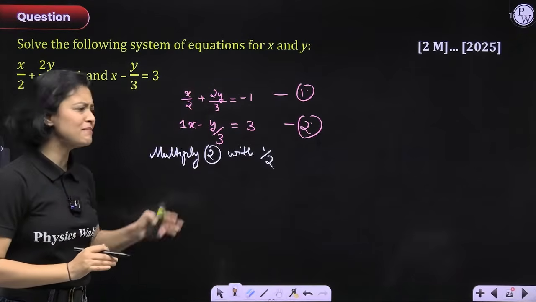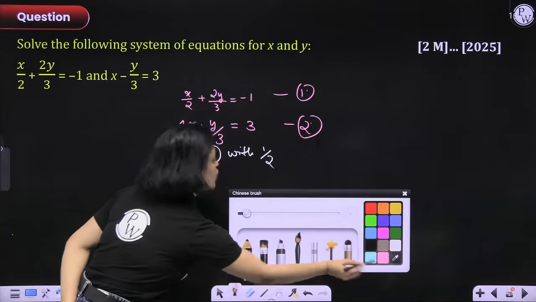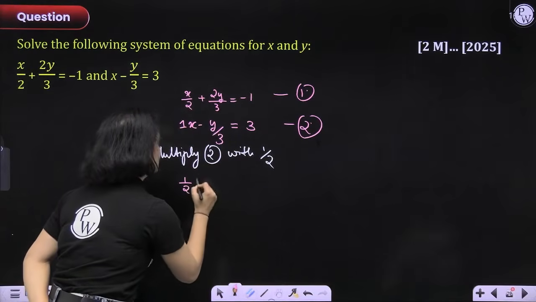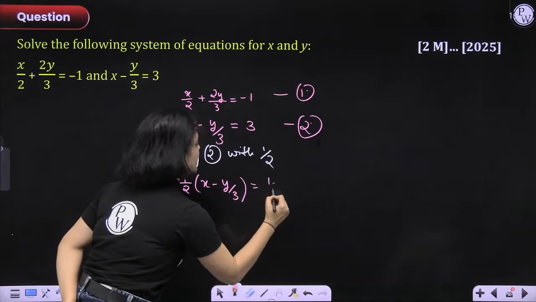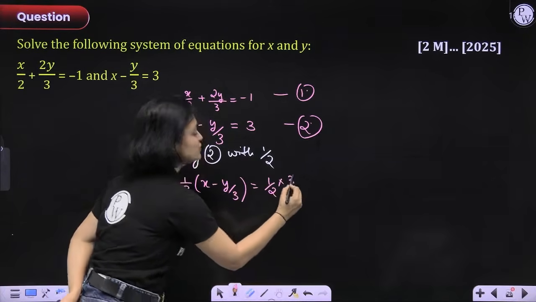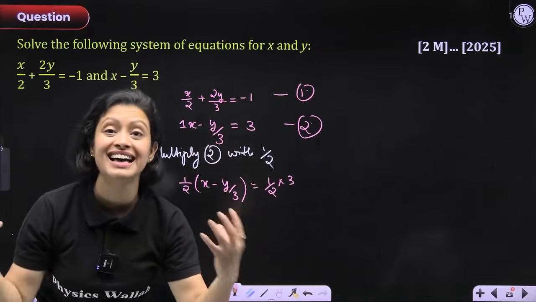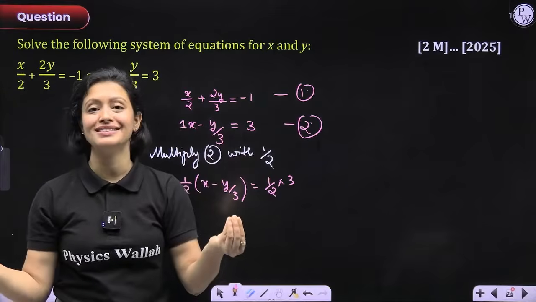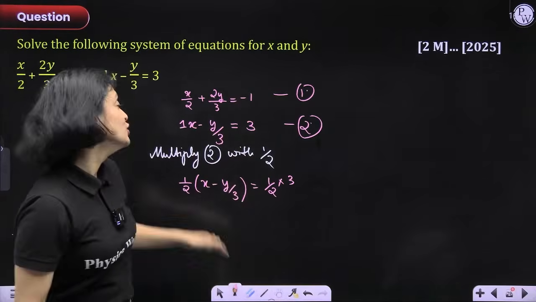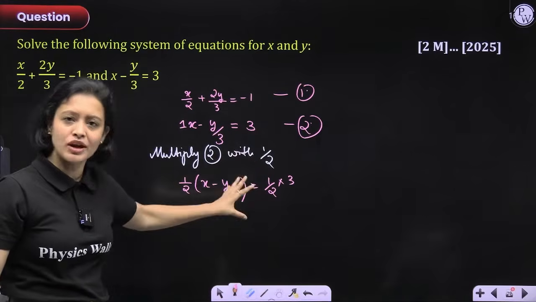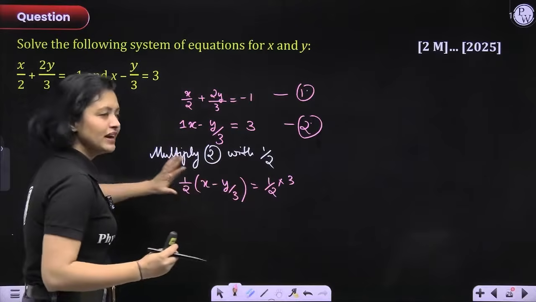If I multiply equation 2 with 1 by 2, what do we get, everyone? We'll get 1 by 2 x minus y by 3 is equal to 1 by 2 into 3. Now this is very important, guys. When you're multiplying an equation with something, you have to multiply both the sides. Please don't skip any one side, okay? Because then the equation will not be balanced. If you multiply the same number on both the sides, the equation will still be balanced. So that's why we multiplied.